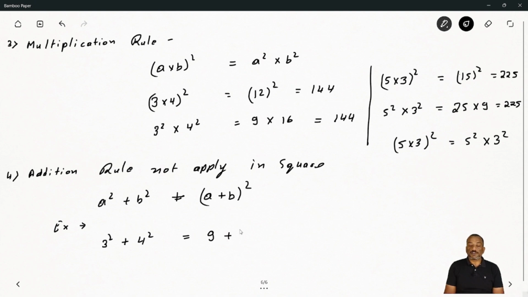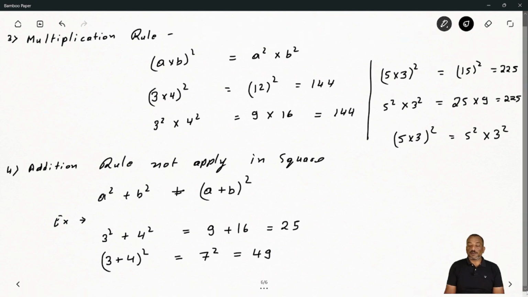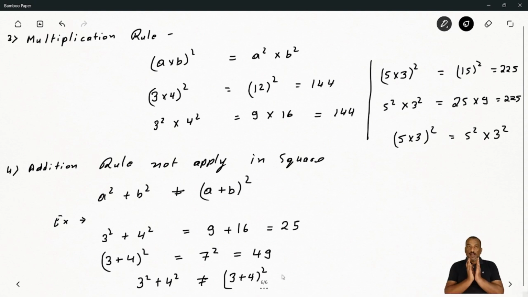9 and 4 square 16, you will get how much? 25. Okay, now same way you can say here 3 plus 4 whole square. So 3 plus 4, how much? You will get 7, and 7 square you will get 49. So you can see here, you can say 3 square plus 4 square is not equal to 3 plus 4 whole square. Okay, so the addition rule is not applied in the square.